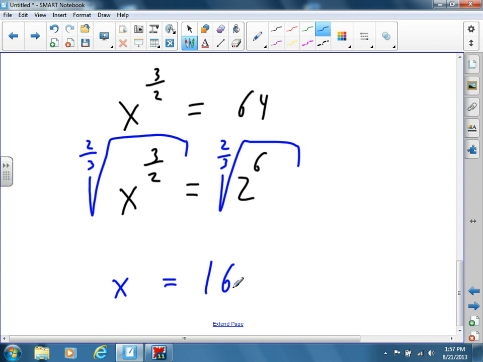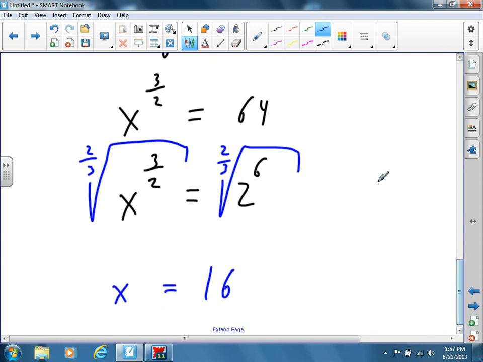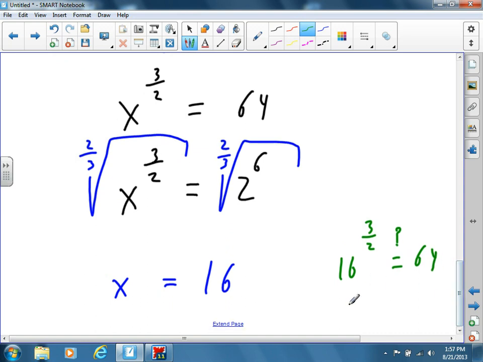Luckily I'm doing the even one, so you can't look in the back of the book and tell me I'm wrong. So how should we check a problem like that? Well, we'll check it by seeing if 16 to the 3/2 is in fact equal to 64. It is. I've got 2 to the 4th raised to the 3/2, which is 2 to the 6th, which is 64. So we're all set.